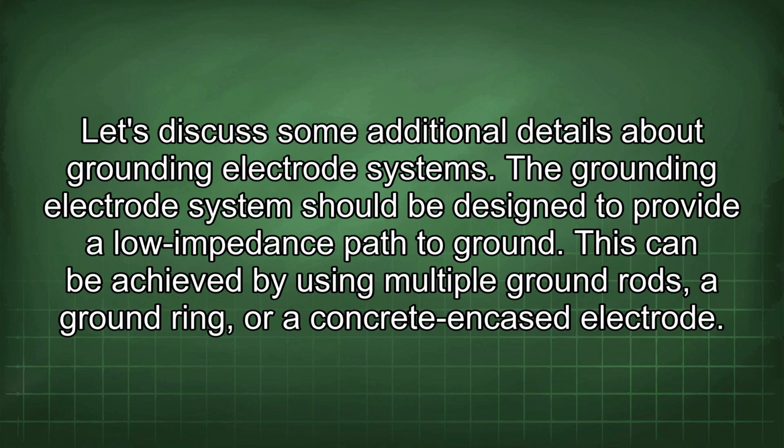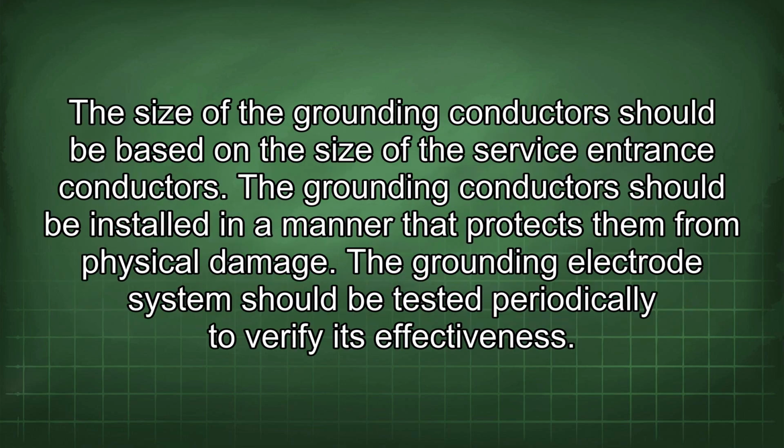Let's discuss some additional details about grounding electrode systems. The grounding electrode system should be designed to provide a low impedance path to ground. This can be achieved by using multiple ground rods, a ground ring, or a concrete encased electrode. The size of the grounding conductors should be based on the size of the service entrance conductors. The grounding conductors should be installed in a manner that protects them from physical damage. The grounding electrode system should be tested periodically to verify its effectiveness.